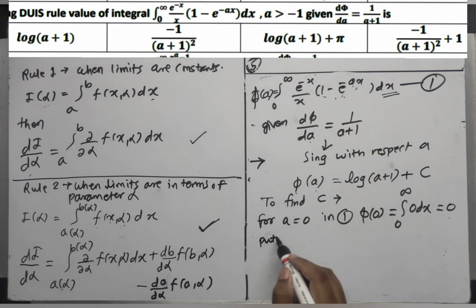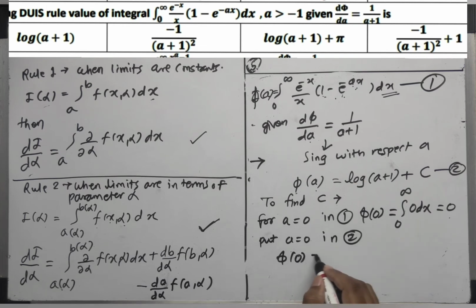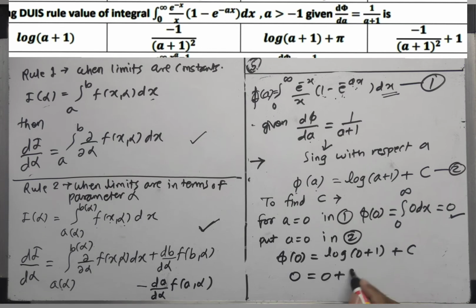Now put that a equal to 0 in, call this as equation 2, put that a equal to 0 in 2, so what you will have? Phi of 0 is equal to log of 0 plus 1 plus c. So phi of 0 we have calculated as 0. Log of 0 plus 1, that is log of 1. Log of 1 we know it is 0 plus c. It implies value of c is equal to 0.